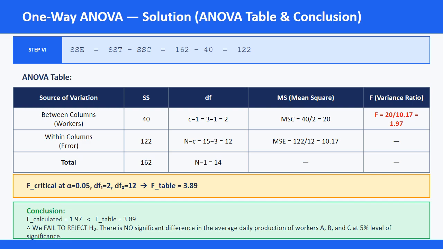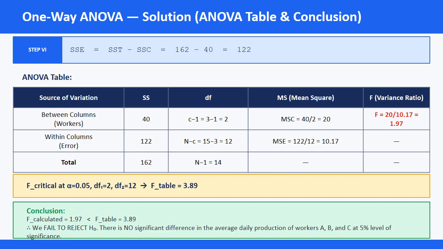Now SSE is equal to SST minus SSC, which is nothing but 122. So next we are going to compute the F value. From the formula, the F calculated value is going to be 1.97, and by seeing the table, F table is going to be 3.89. Now by comparing the F calculated and F table values, we can observe that 1.97 is less than 3.89. So we fail to reject the null hypothesis.